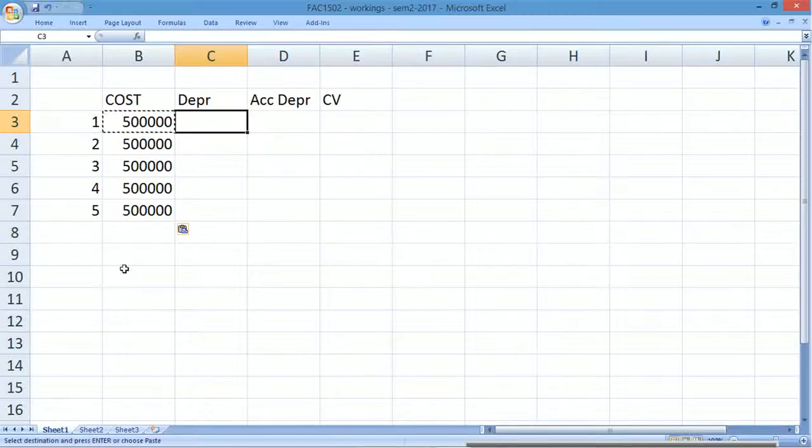Okay. Got that? Yes. What's the depreciation rate? 20%. This is straight line, right? So straight line is going to be calculated on cost. So I'm going to take this and times it by 20%, 20 over 100. It gives me 100,000. Is the depreciation going to change? No, it won't.